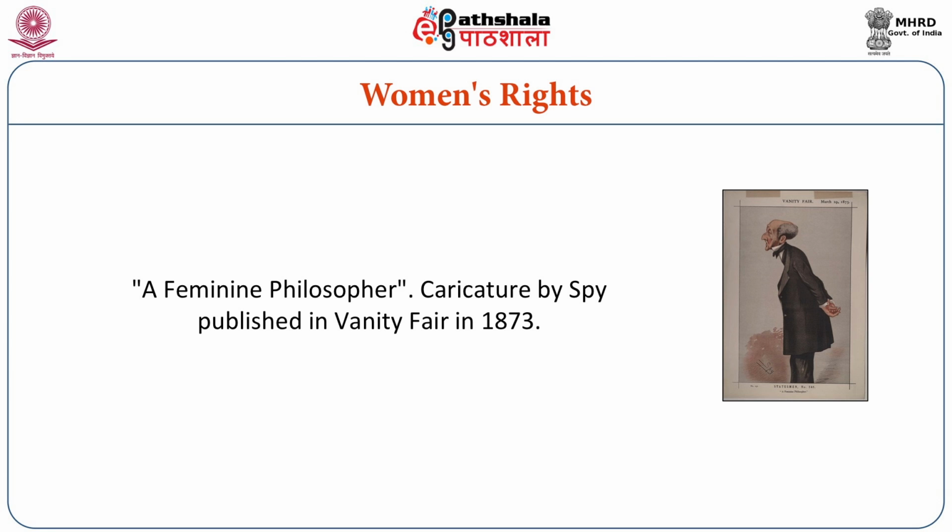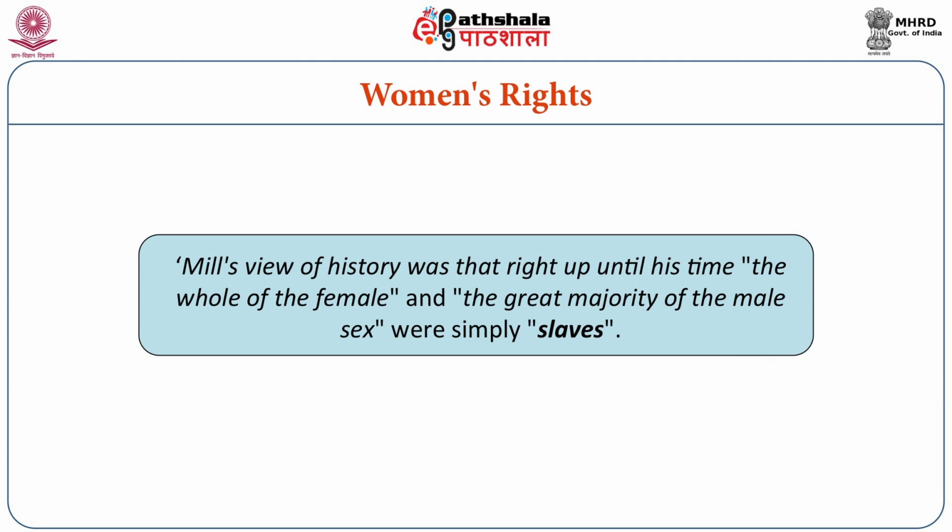He is mainly respected for his views on women's rights. He was called a feminine philosopher, caricatured by Spy, published in Vanity Fair in 1873. This feminine philosopher, Mill, his view of history was that right up until this time, the whole of the female and the great majority of the male sex were simply slaves.